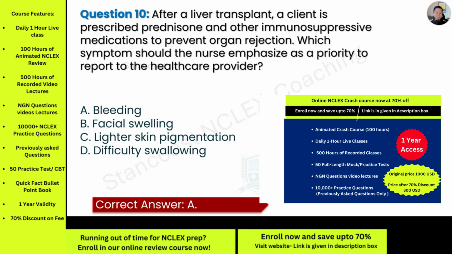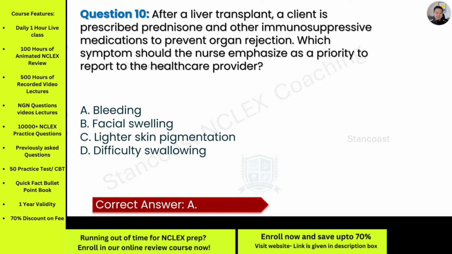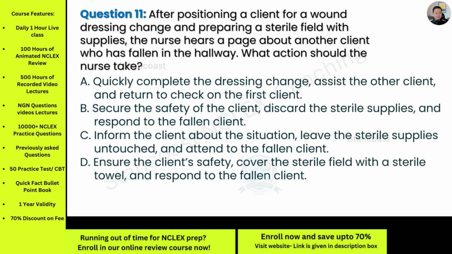So discard that one. Letter C, another incorrect option. The changes in pigmentation are not related to corticosteroid or immunosuppressive use and do not pose a serious risk. So discard that option as well. Letter D, another incorrect option. Difficulty swallowing is not associated with the prescribed medications in this case. So you have to identify the priority issue by understanding the liver's role in clotting and recognizing corticosteroid-related risks. Let's have number 11.